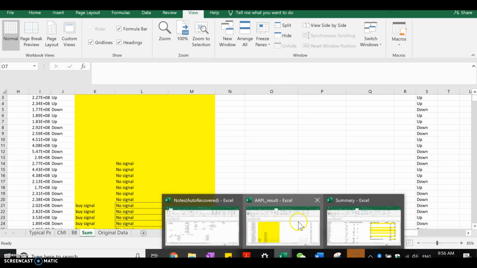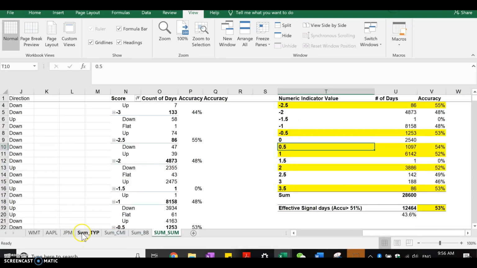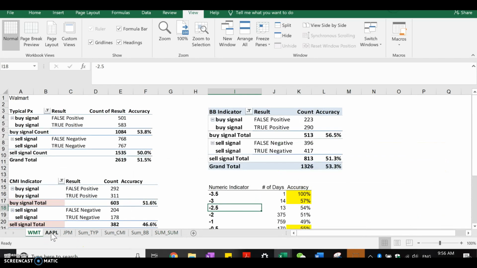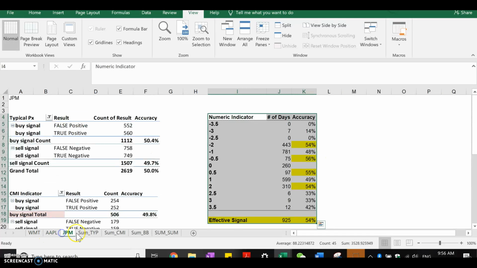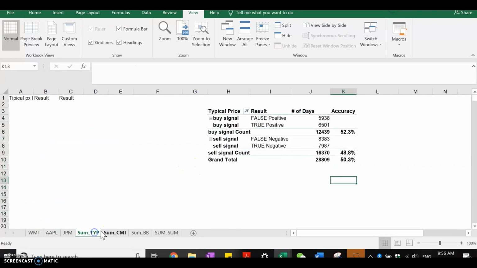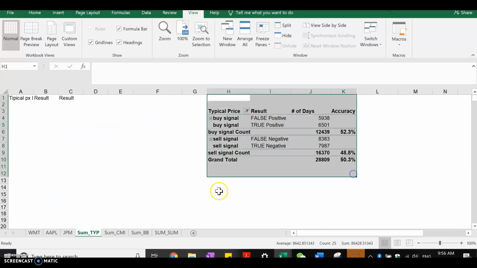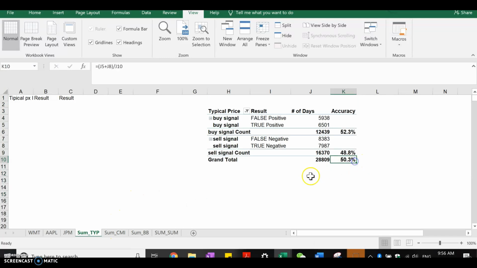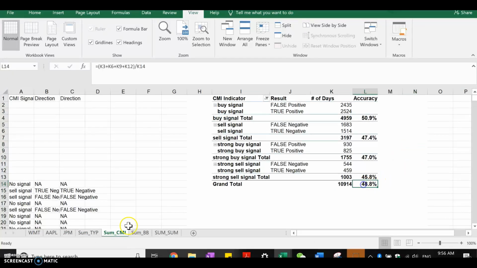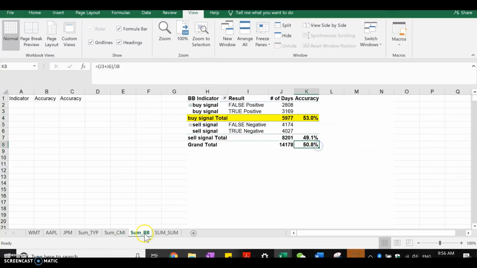And then the second part is when I gathered more data points. I collected stock data for Walmart, Apple, and JP Morgan with a longer period of days. Then I summarized the results for each single technical indicator. You can see the accuracy is presented here. It's not good, it's not great.